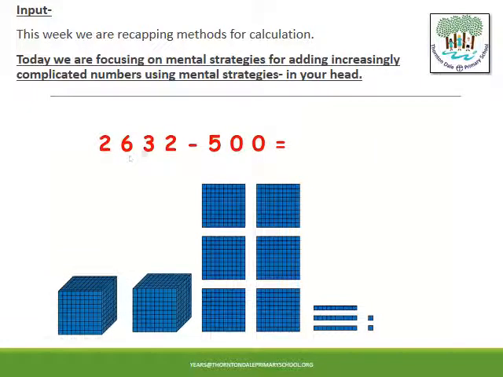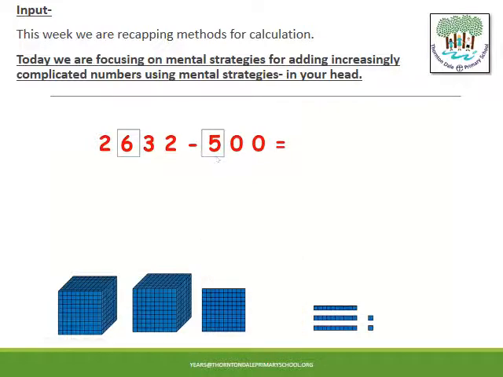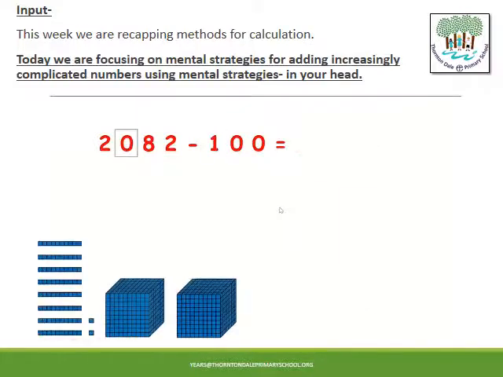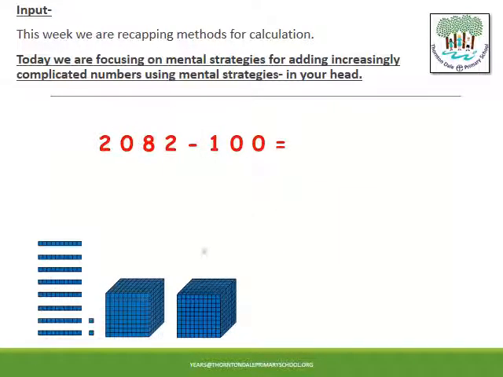Next, 2632, subtract 500. Well, we've got 600, so we've got 6 in the hundreds, and we're going to take away 5 of the hundreds. So we're going to take away 1, 2, 3, 4, 5. So that leaves us with 100, 2132.